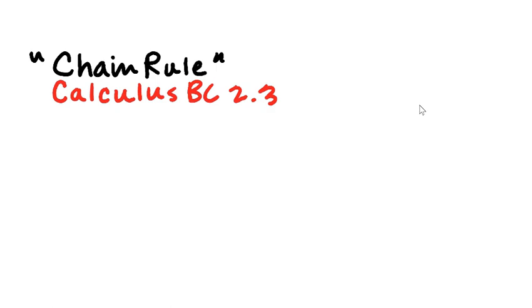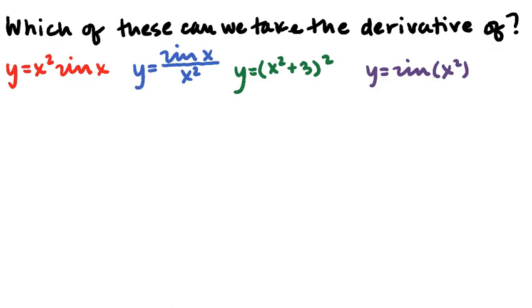All right, in this video I'm going to be talking about the chain rule, a way to deal with derivatives of composite functions. But before we start and give you the rule and do some examples, I've got a question for thought. Which of these functions do we know how to take the derivative of at this point, right? Are there any that you can see that we don't know how to take the derivative of?